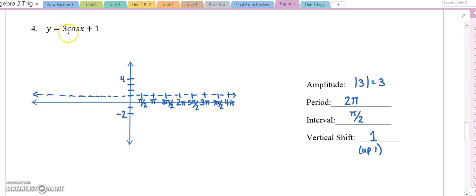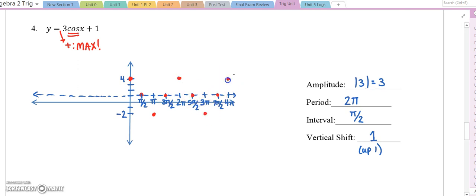Once again, let's check to see where I'm starting. Cosine. So cosine, remember, is either at the max or the min, depending on if it's positive or negative. This one is positive, so that means we're going to start at the max. My max here is 4, so my first point goes at 4. And then we follow our pattern. Middle, minimum. Middle, maximum. Middle, minimum, etc.